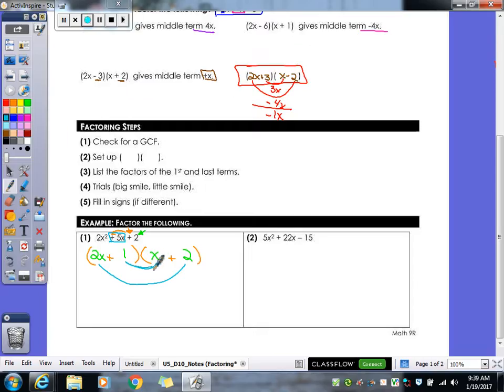So for little smile, 1 times x gives me 1x. Big smile, 2x times 2. 1x plus 4x. There it is. All we had to do was switch our numbers. So there's our answer for that one.